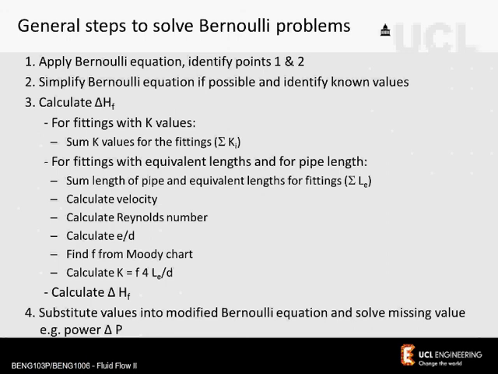Then all you need to do is substitute the values into your modified Bernoulli equation and solve for whatever value you've been asked to find. For example, usually we ask you to find the pump power required to overcome the head losses in a particular system, so delta capital P.